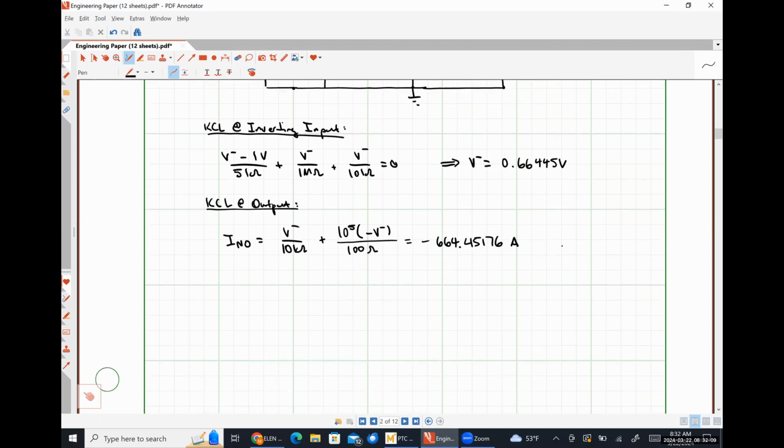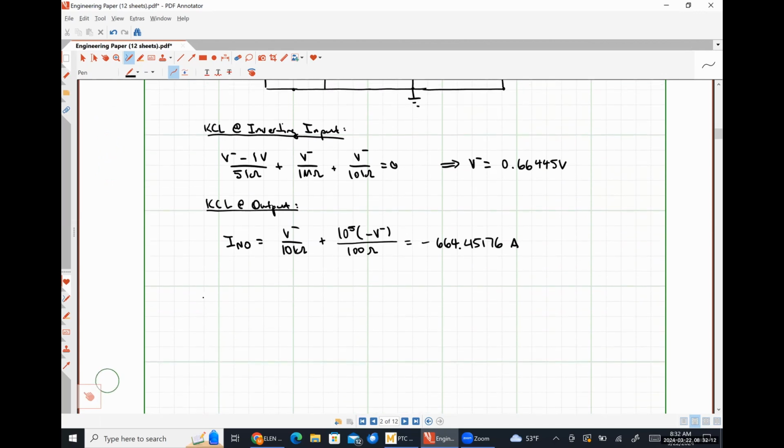So if we take the ratio of, so R out is going to be V Thevenin over I Norton, with the understanding that V Thevenin was the negative 1.9999392 volts divided by negative 664.45176 amps. We find that our output resistance is 3.0085 milliohms.